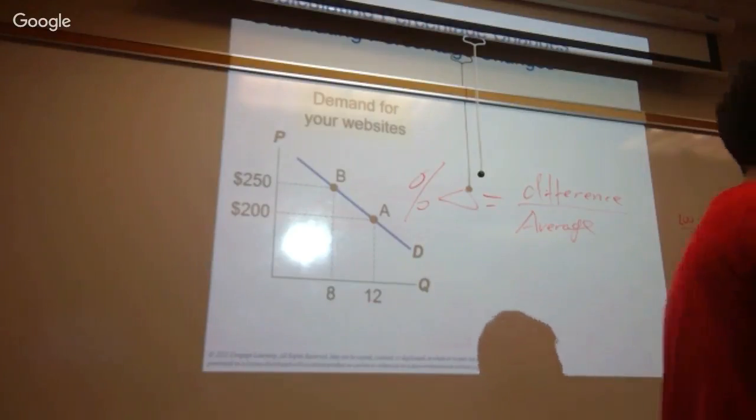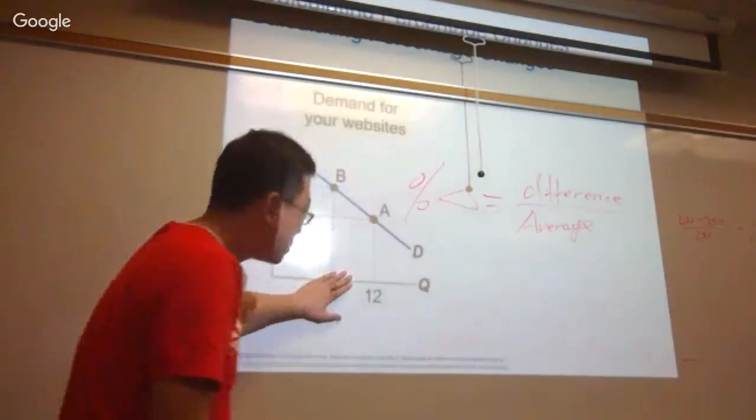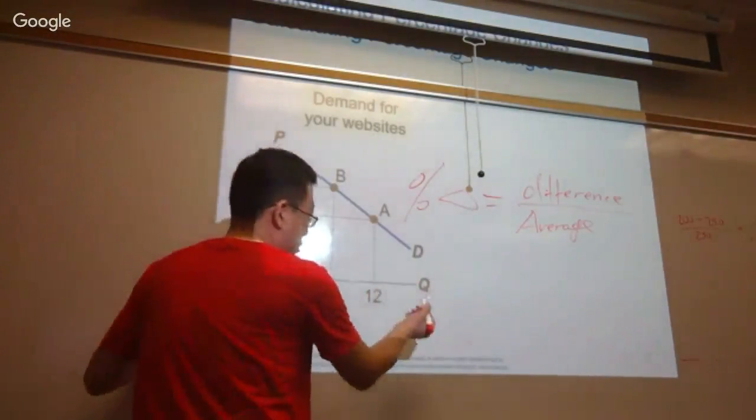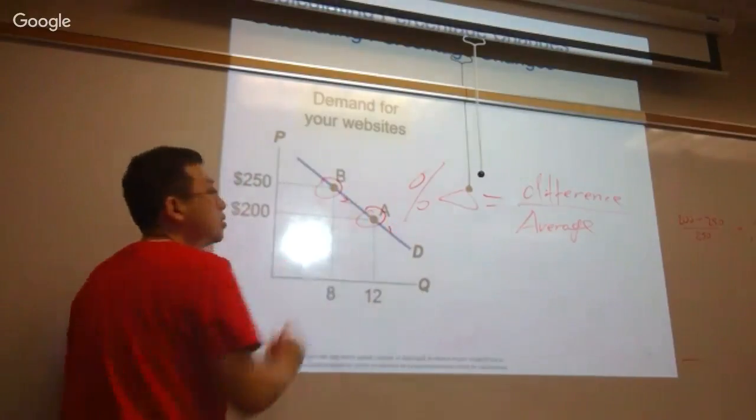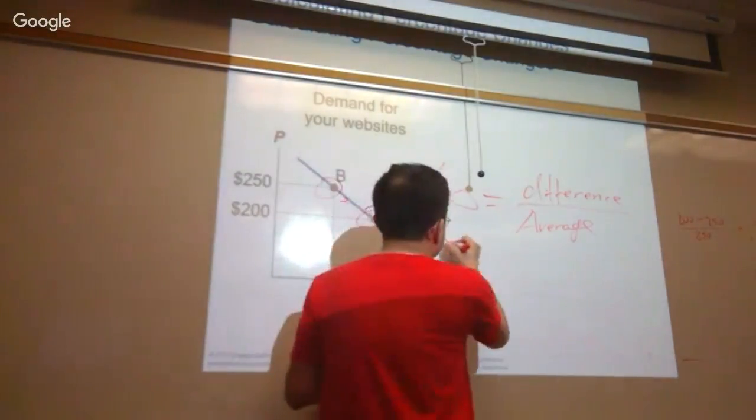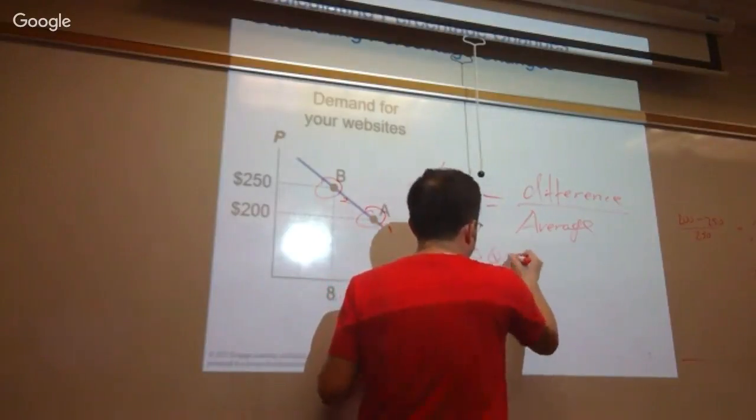So let's do it together, okay? We have 2 points here. Let's suppose, we'll just call a number. We're going to call this one 0.1, and this is 0.2. So let's find out what is our percentage change in quantity.